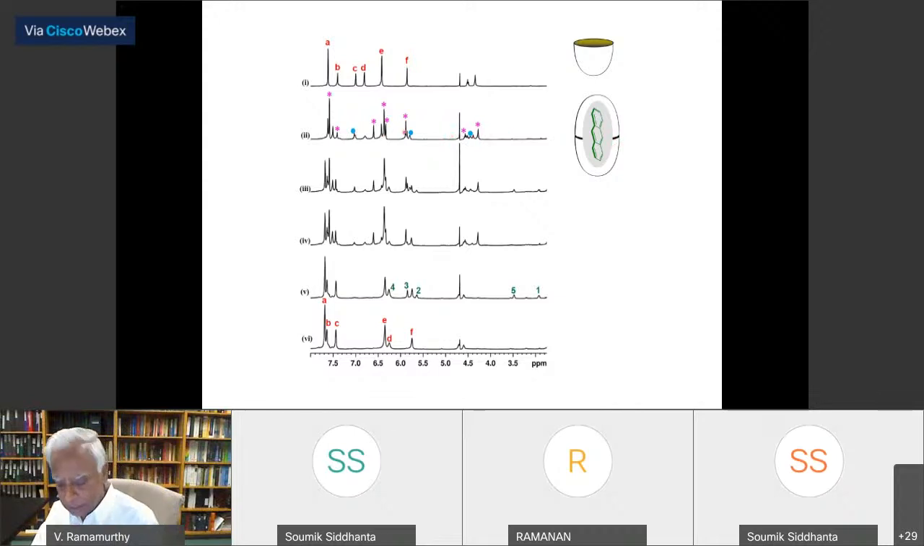I don't want to go back into the details of this. And then if you keep adding more and more, now two of these go in, and you can control the amount of this 1-to-2 and 2-to-2 complex by controlling the ratio of anthracene to octa acid in water. Okay, that's the message from this slide.